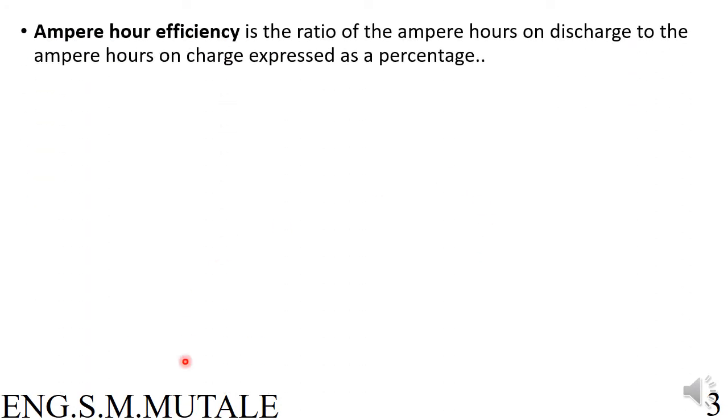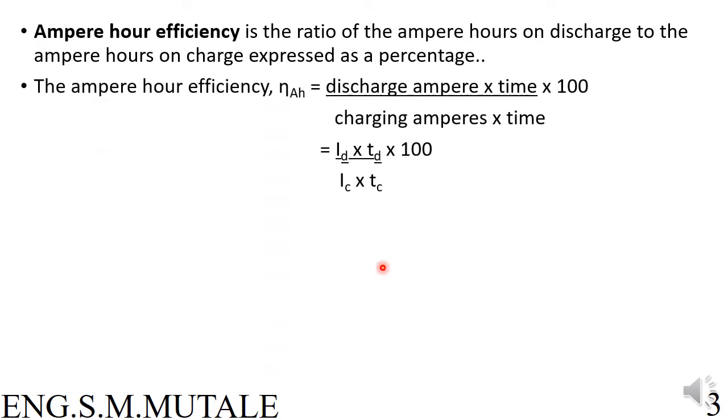The ampere hour efficiency, as explained in the previous slide, is simply the ratio of the ampere hours on discharge to the ampere hours on charge, expressed as a percentage, and it is given by this formula. For the symbol of efficiency in ampere hours, you have that Greek letter and you put ampere hours to show that you are finding the efficiency in ampere hours. You find the discharge current times the discharge time, but the time should be in hours and current in amperes. Then during charging, again you take note of the current and the time, which should be in hours as well.